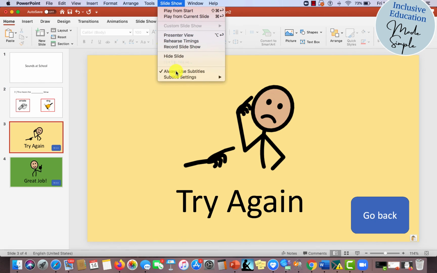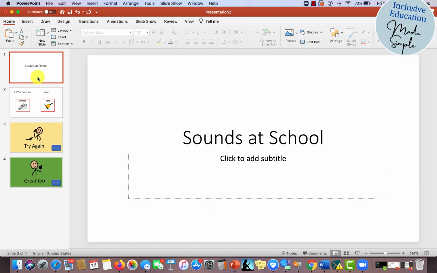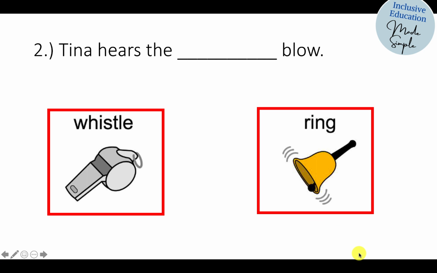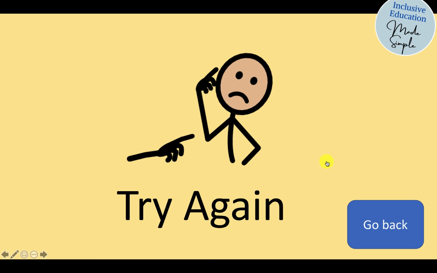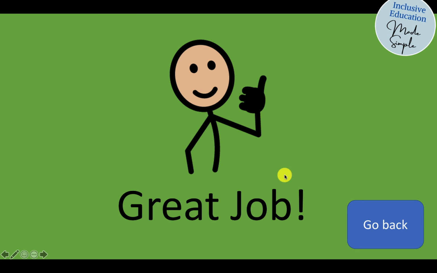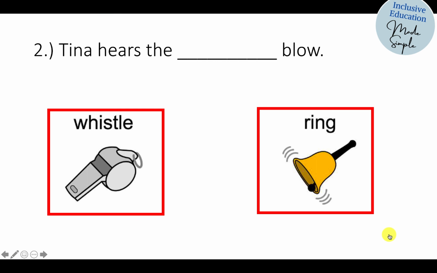So I'm now going to play and see how it looks. So sounds at school. Here's the first question. Tina hears the blank blow. I'm going to click ring. Try again. So I go back. Tina hears the, whistle. Great job. So now it tells me to go back and I can go to the next question.